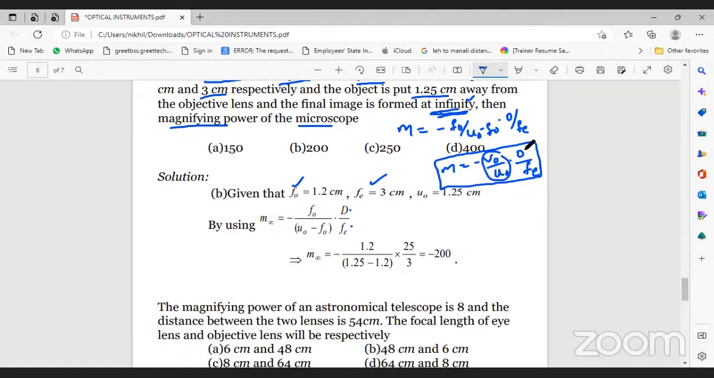You know D is 25 centimeter. Focal length of eyepiece is given. Object distance U naught is given. But they have not given V naught, right? To find V naught, you have to make use of this formula: 1 by F naught equals 1 by V naught minus 1 by U naught. On substituting this, we can get the value for V naught. Then you can substitute here. This is the standard result. If you remember this direct formula, you can make use of this.